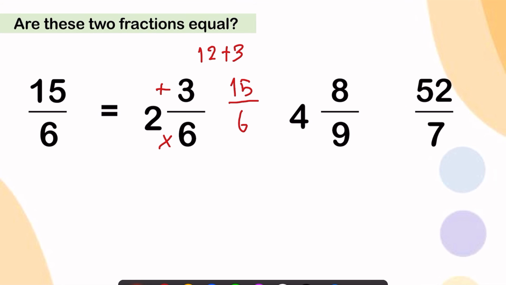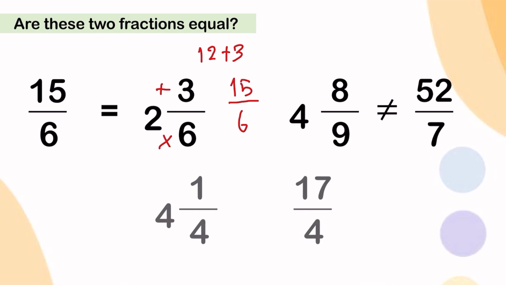Now tell me, we have 4 and 8 over 9 and 52 over 7. Are these two fractions equal? They are not equal, right? As you can see from the denominator, they have different denominators. And 4 and 1 over 4, 17 over 4. Tell me, are these two fractions equal? Okay, they are equal.